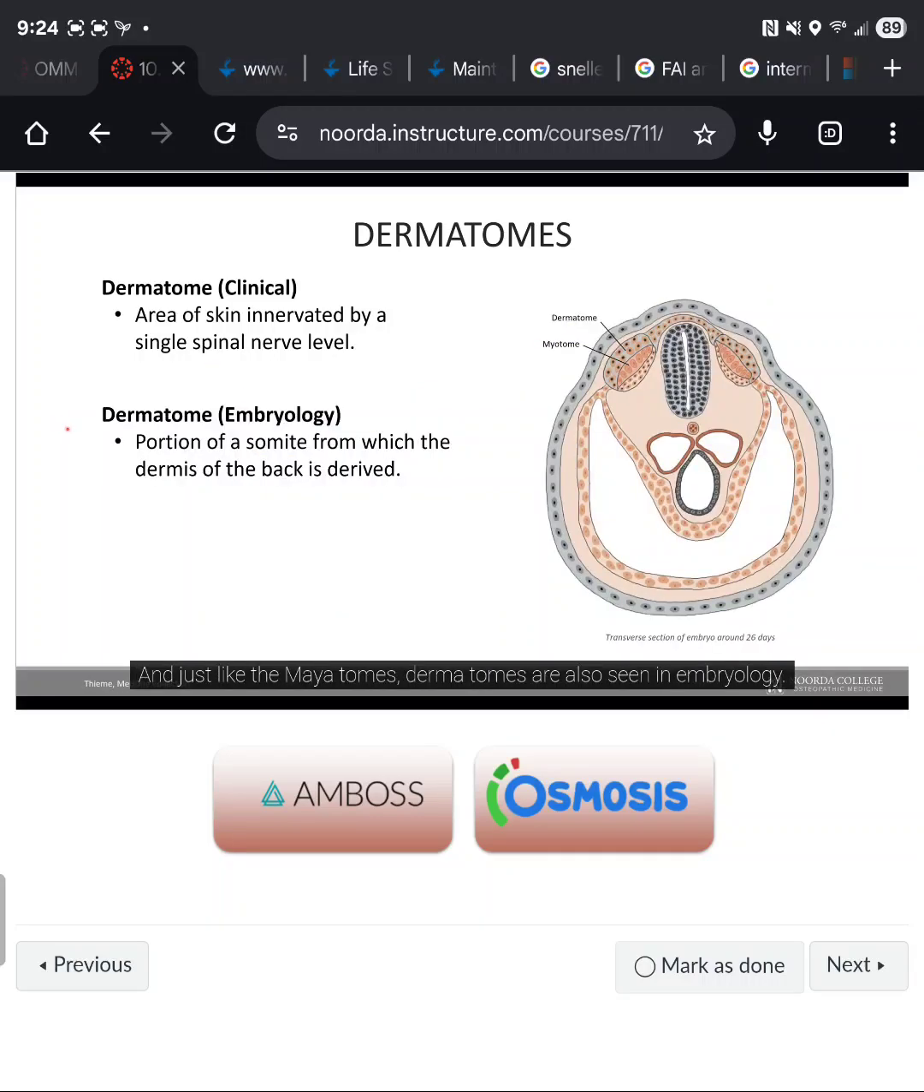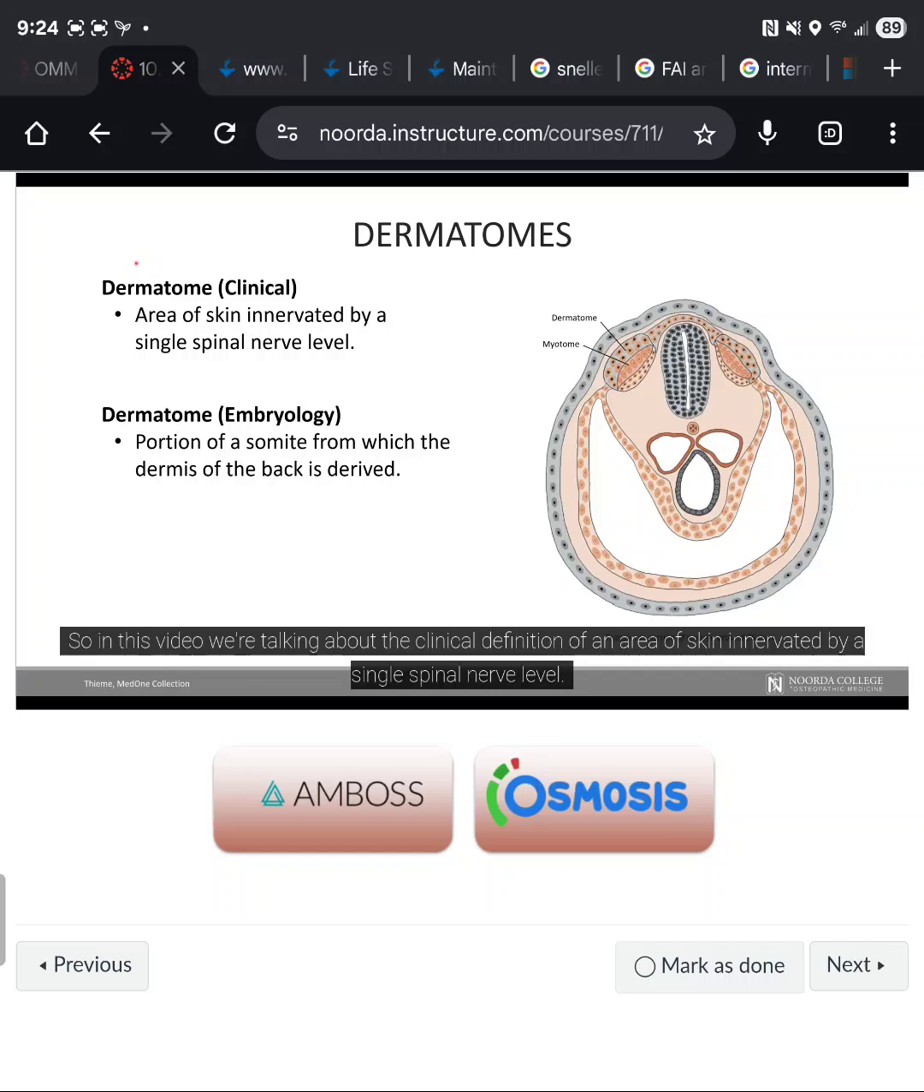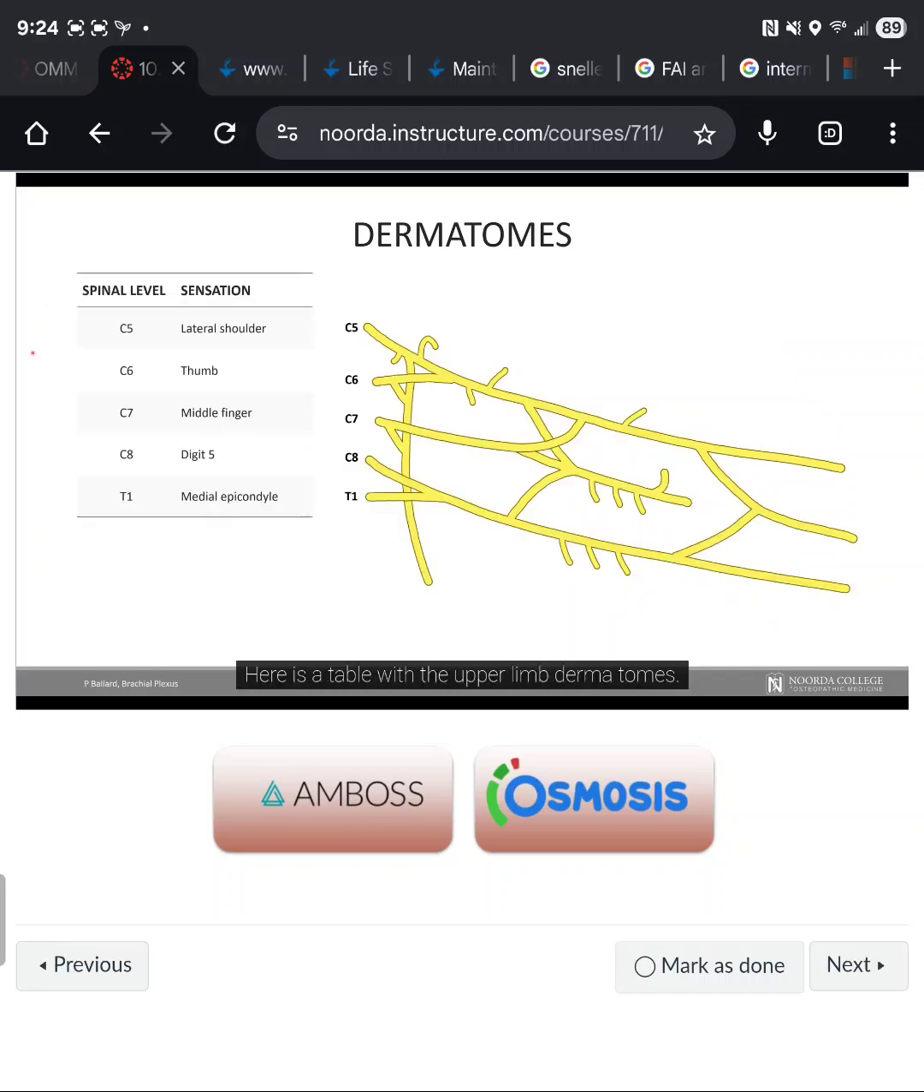And just like the myotomes, dermatomes are also seen in embryology. So in embryology, it is a portion of a somite from which the dermis of the back is derived. So in this video, we're talking about the clinical definition of an area of skin innervated by a single spinal nerve level. Here is a table with the upper limb dermatomes.